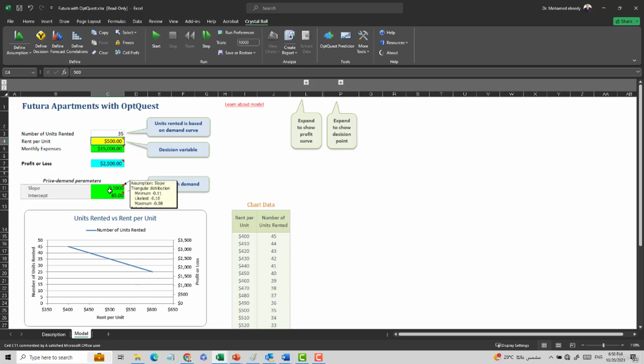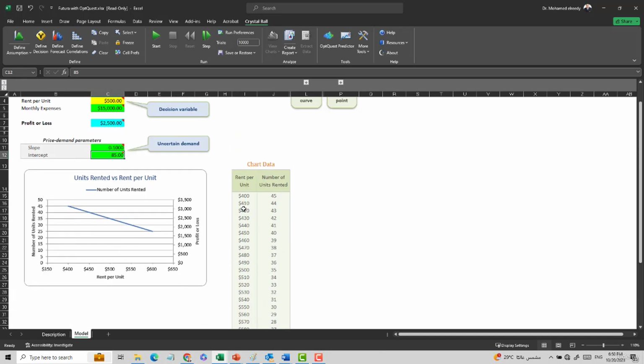He makes the slope minus 0.1 according to his study, because he is in the business of renting apartments. So according to his experience, he mentions that it will take this value. The intercept value, which is the data that we have, is 85. It means 85 units here and then a 0.1 slope. Here we talk about the minimum and the maximum, 400 and 600. So it will be 400 here. You see the cell of the equation, 45.